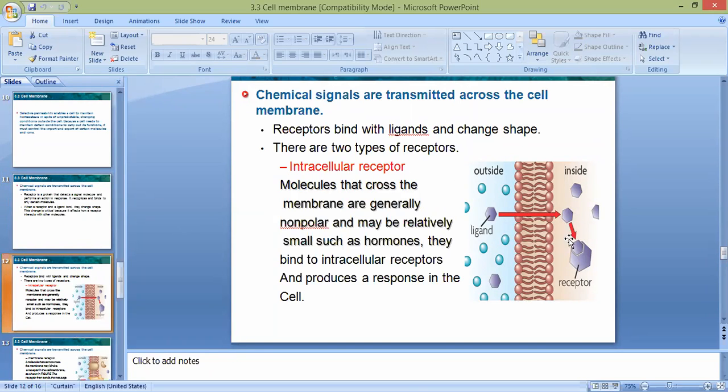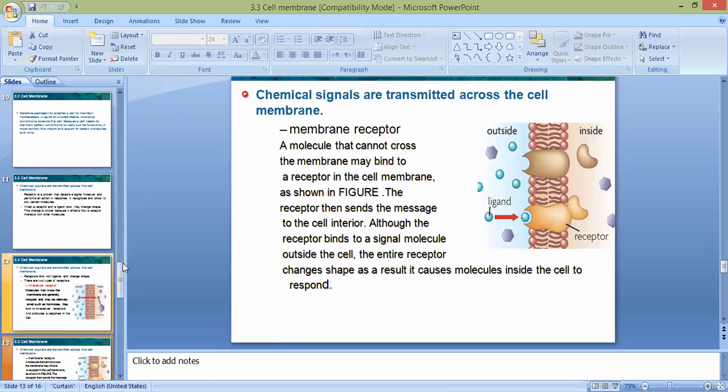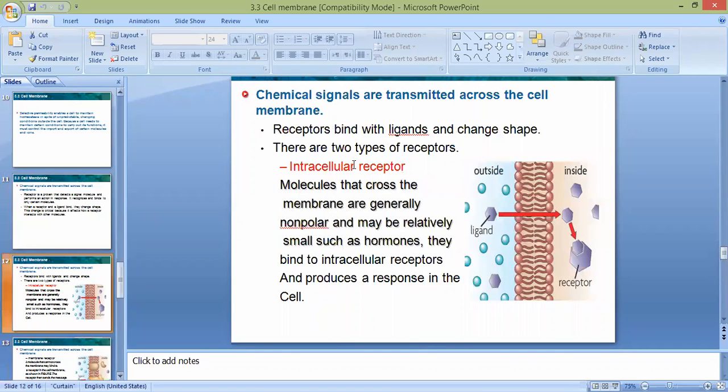I have intracellular receptors like this one and extracellular receptors like this one. Extracellular, we don't call it extra, we call it membrane receptor because they are embedded in the membrane. A membrane receptor binds a molecule that cannot cross the membrane. What will happen? It will bind to the receptor of this protein, and then it sends messages to the interior of the cell. This will change shape, okay, and result causes a molecule inside the cell to respond. This is the membrane receptor. The intracellular receptor is a receptor inside.